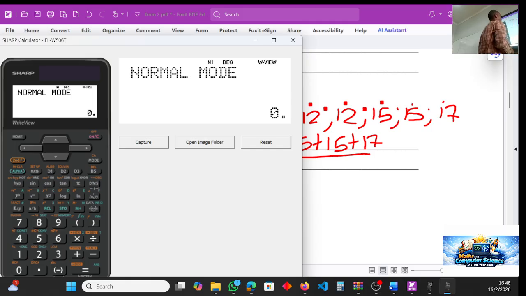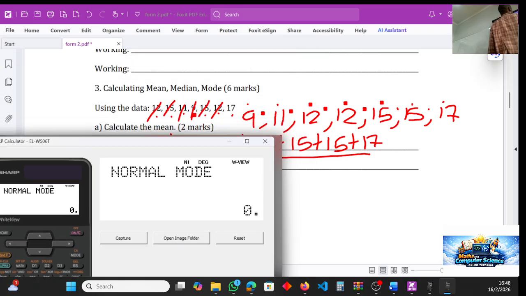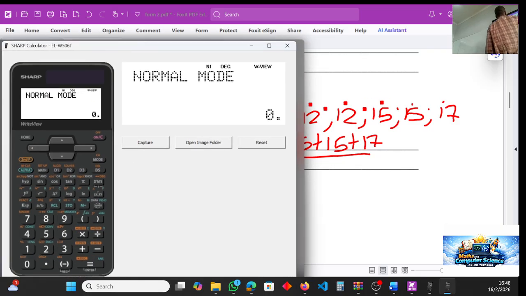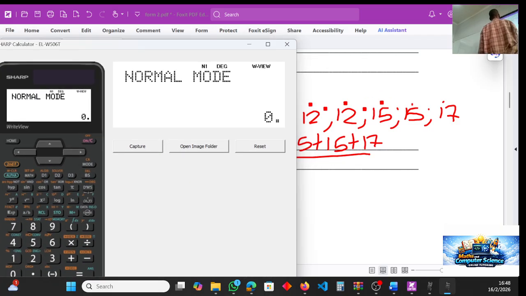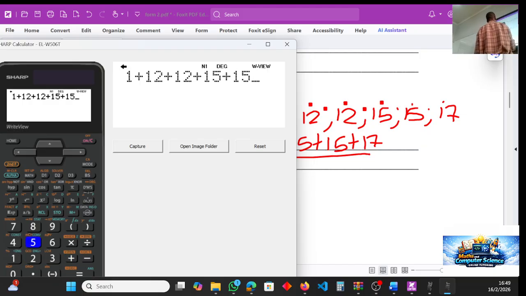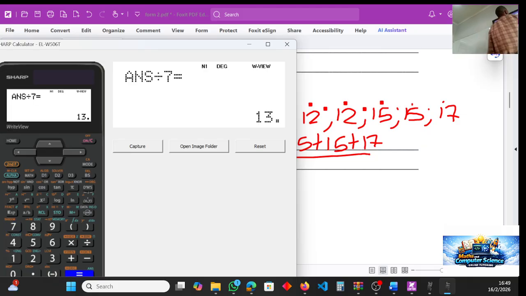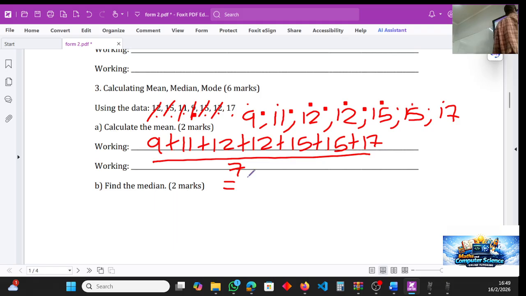Looks like I'm running out of space to see the values. Let me check. I've got 9, 11, and two 12s. So I can say here 9 plus 11 plus 12 plus 12, then plus 15 plus 15 plus 17. Then I check my result here, which I'll divide by the number of values, which is 7. Then the result that I get is 13. So it means my mean or average for this case is 13.